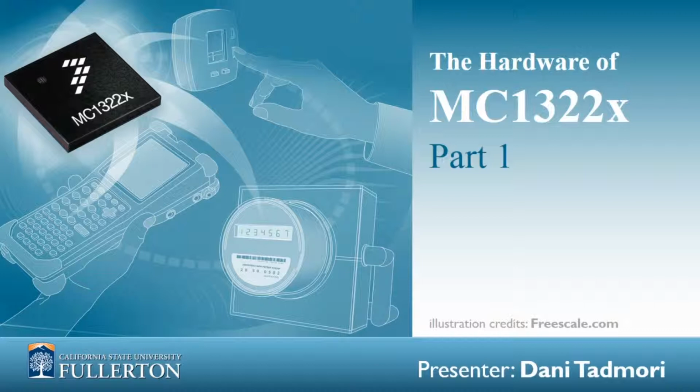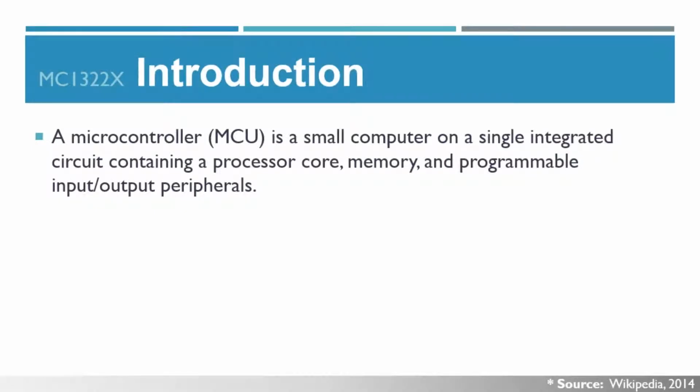Before we dig into this chip in particular, let me start with defining what a microcontroller is. A microcontroller, sometimes known as the MCU, is a small computer on a single integrated circuit containing a processor core, memory, and programmable input-output peripherals. Program memory in the form of a NOR flash or an OTP-ROM is also included on the chip, as well as a typically small amount of RAM.